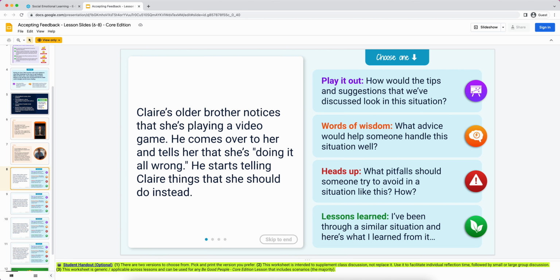Words of wisdom is similar, but just a little bit different. It's just kind of like, if you could stop time and share some advice with Claire in this scenario, what would you say to her? Heads up is a really, I think, lower bar, easier to access for students. It's just like, what shouldn't we do? What are some things that could go wrong here that Claire should try and avoid? And then lessons learned really invites them to say, hey, I've been through a similar situation. It doesn't even have to be exactly the same, but it's just something that comes to their mind and something they learned from it. So students can choose one of these four.